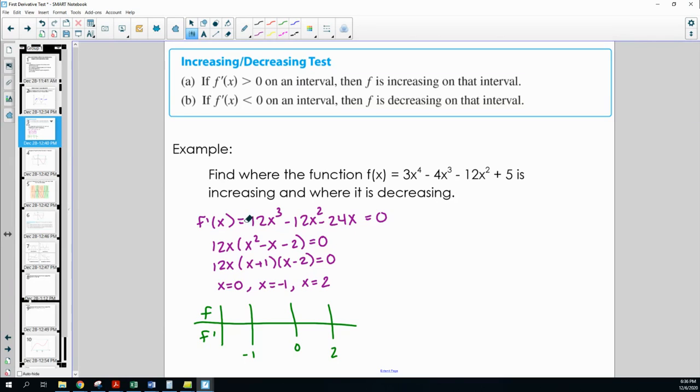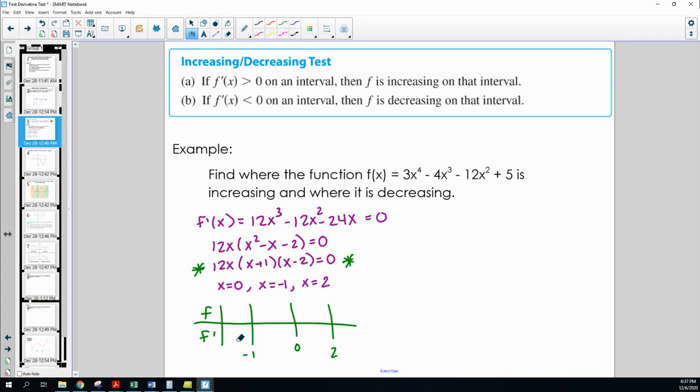Let's say I pick a value that's less than negative 1, right? So let's say negative 2. You can actually plug these numbers in if you want to, or just think about it in terms of a larger negative number. I'm going to plug it into my derivative. You could plug it into any step of the derivative, the original or any of the simplified versions. I usually like to plug it into the one that's most factored. It's a little bit easier to work with.